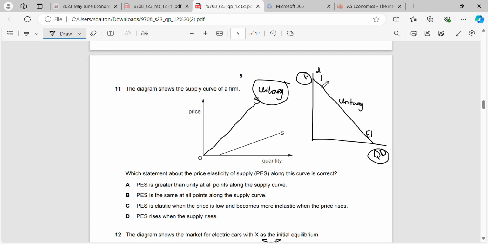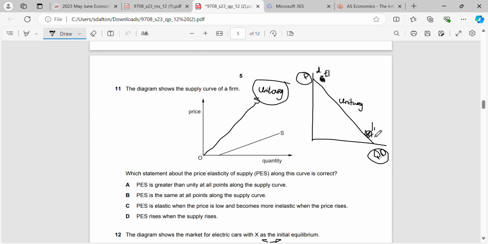And then we tend to be more inelastic towards the top, as the quantity, sorry, other way around, apologies, we tend to be more elastic here at the top, because our quantity is dealing with a smaller number, so the percentage change will be bigger.